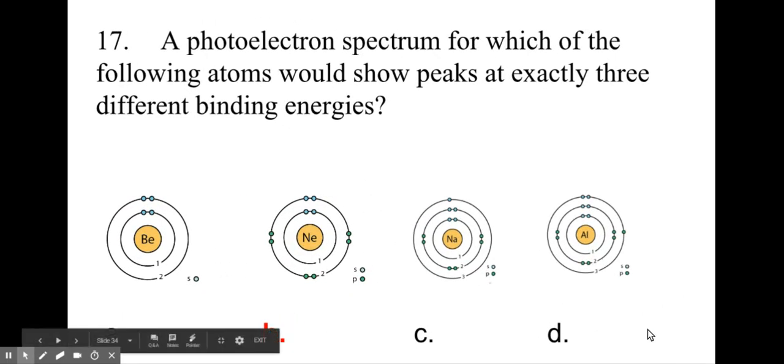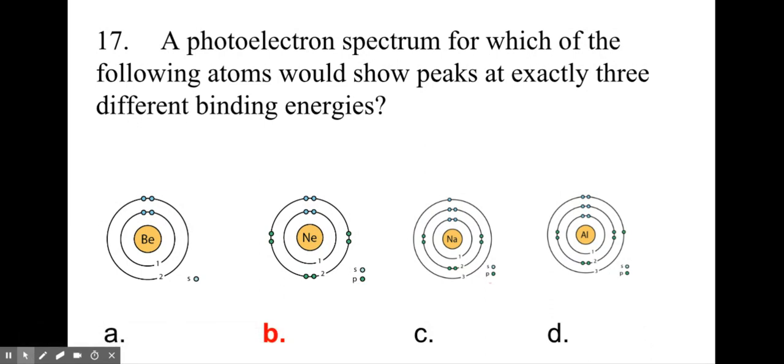Number 17. A photoelectron spectrum for which of the following atoms would show peaks at exactly 3 different binding energies? Well, in PES, or photoelectron spectroscopy, individual peaks show up at different sublevels. By sublevel, I mean 1s is a sublevel, 2s is a sublevel, but 2p is a different sublevel. Then 3s, 3p, 4s, 3d, etc. Each of those sublevels has its own separate peak.